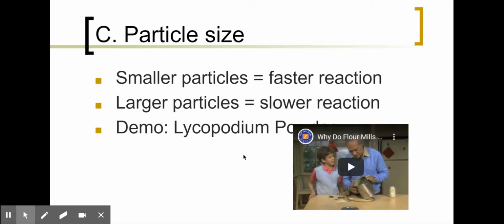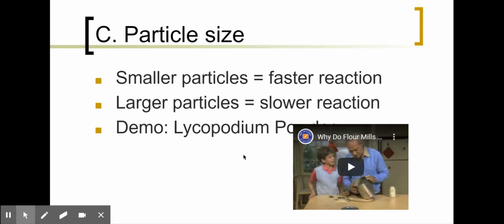Flour, you get the same effect. If you buy flour at the store to bake with, it can get potentially dangerous. If you have a room full of flour particles suspended in the air and you light a match, that room's going to go up in flames and possibly an explosion. That's because the particles are so small.